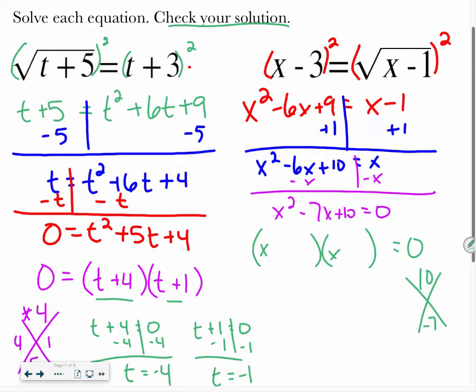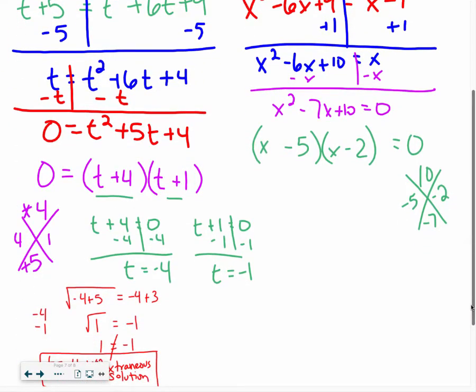If I think about that, numbers that multiply to 10 are 10 and 1. Those won't add to negative 7. Or I could do negative 5 times a negative 2. Those multiply to a positive 10 and add to a negative 7. So I'm going to say negative 5, negative 2. And if I keep going from there, I would say x minus 5 equals 0, or x equals 5. X minus 2 equals 0, or x equals 2.